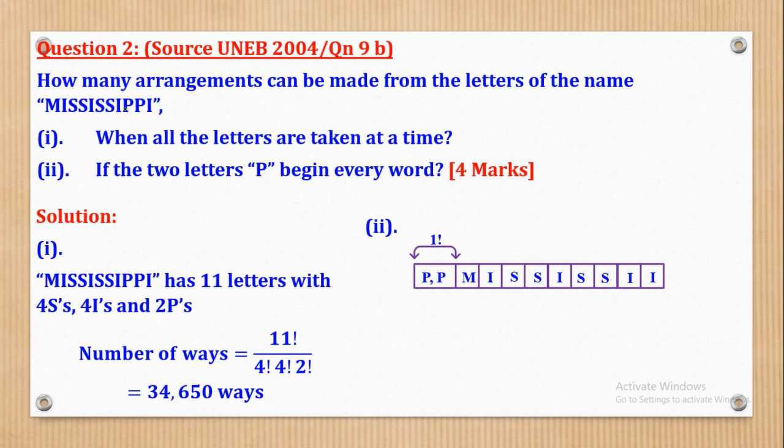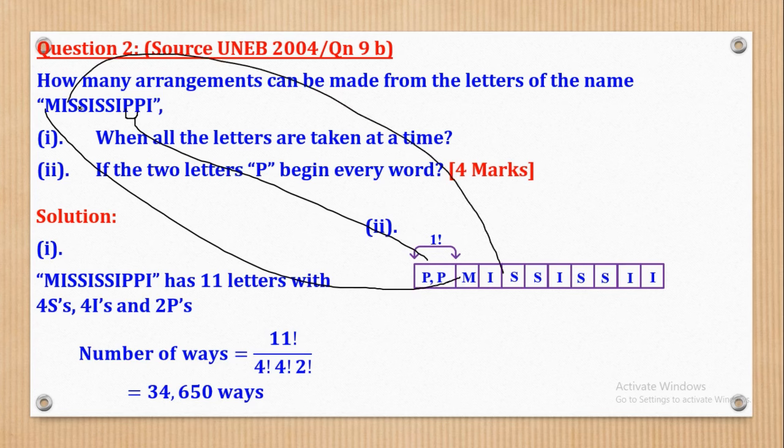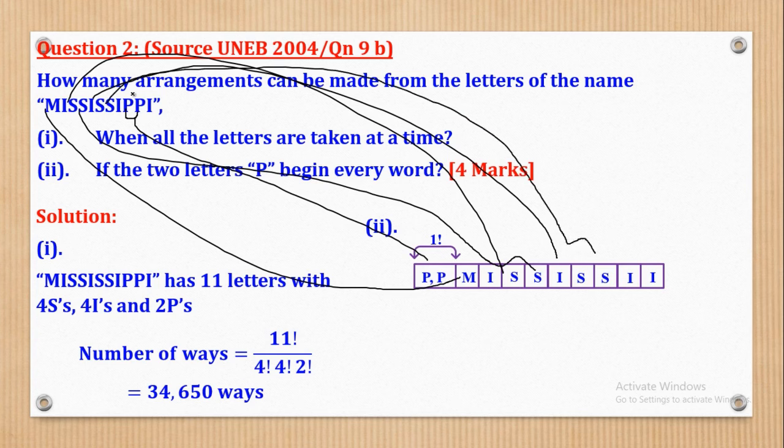So when you extract out these two P's, you remain with this M, which is here, then this I, which is here, the two S's, which is this and this, then followed by I, which is that, the two S's, which is this and this, then the two I's, which is this and that.